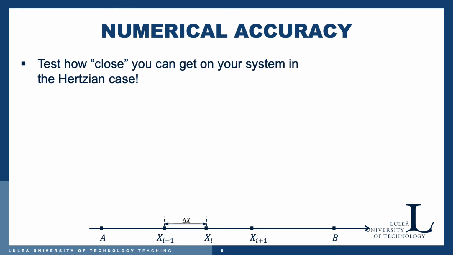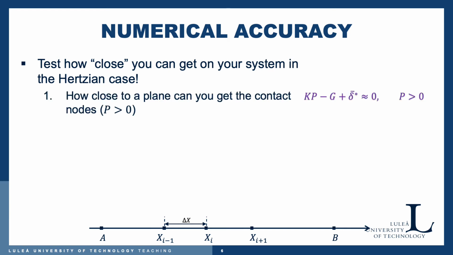It is time for you to test how close you can get on your system in the Hertzian case. And what I mean by this is, first, how close to a plane can you get the contact nodes to be? So you know exactly the conditions when we have contact, pressure is greater than 0, and then the deformed gap must be 0, but of course numerically we will have it close to 0 but not identical to 0. How close can you get?